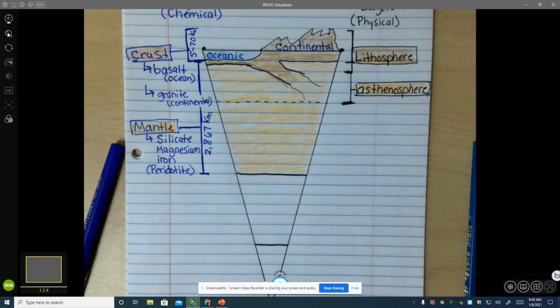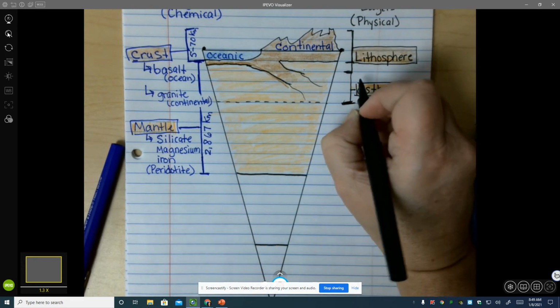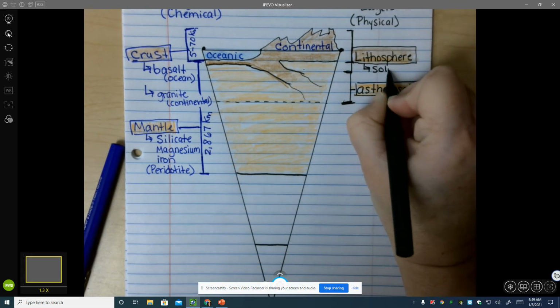All right, so tell me, the lithosphere, is it a liquid or a solid? It is solid. Might be important to write. It is solid.